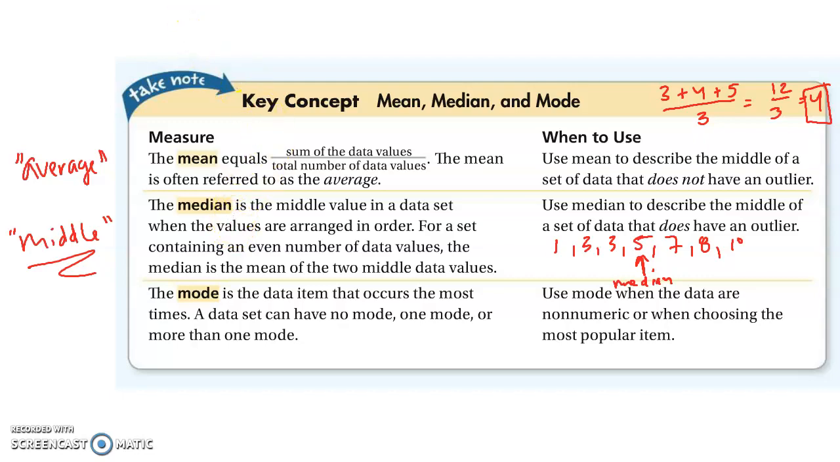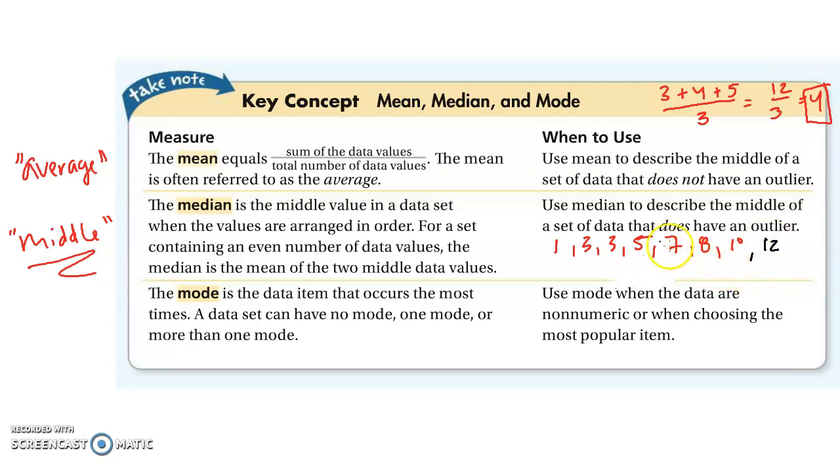Now, what would happen if, so this is an odd amount, and obviously when you have an odd amount of numbers, you can just count the number in the middle. What would you do if you're trying to find the median of, let's say, add another data point there. Let's add 12.